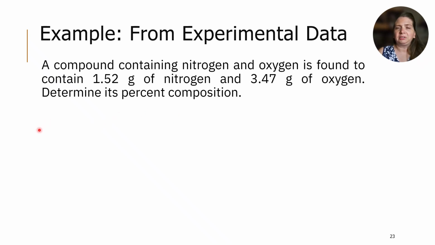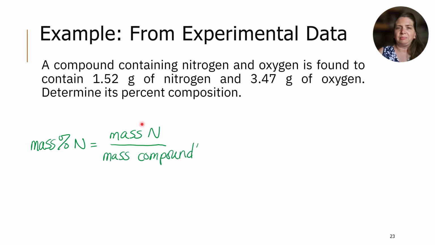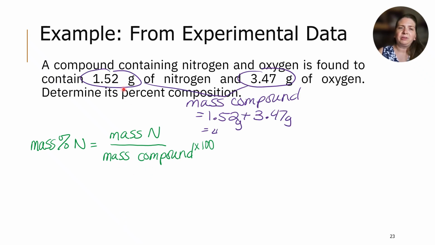The general equation for mass percent composition is mass percent is equal to mass of element divided by mass of compound times 100. We need to calculate both the percent nitrogen and the percent oxygen because the problem did not specify a single element. First, we need to calculate the total mass of the compound. 1.52 grams of nitrogen plus 3.47 grams of oxygen is equal to 4.99 grams of compound.